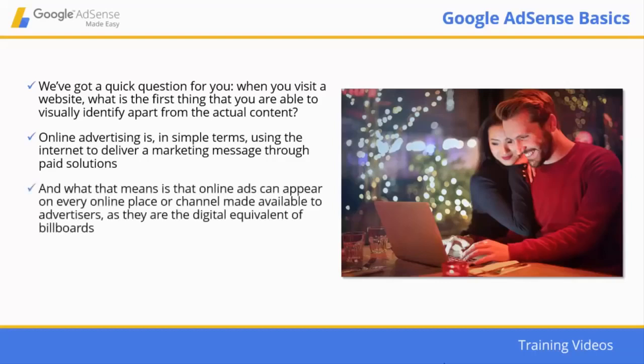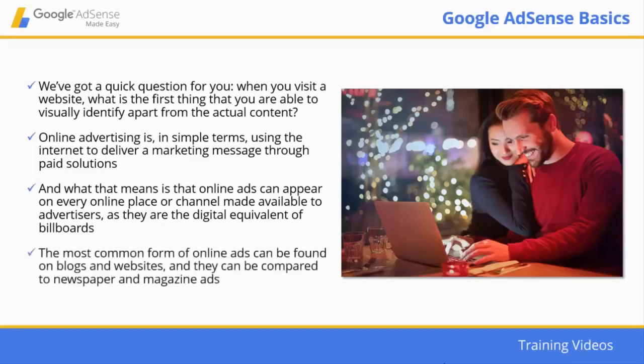And what that means is that online ads can appear on every online place or channel made available to advertisers, as they are the digital equivalent of billboards. In fact, once you start digging in, you'll be able to find all types of parallels to real-world advertisements. The most common form of online ads can be found on blogs and websites, and they can be compared to newspaper and magazine ads. You will also find ads on YouTube videos, which are the internet version of TV ads, as well as other types of online ads that go a step further, such as mobile ads and in-app ads.